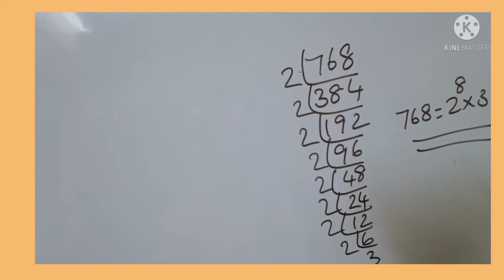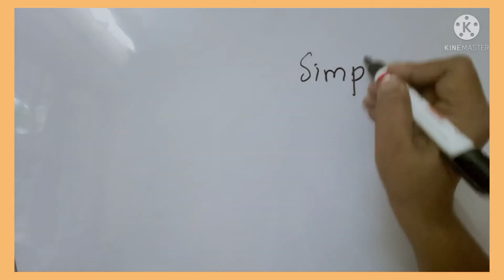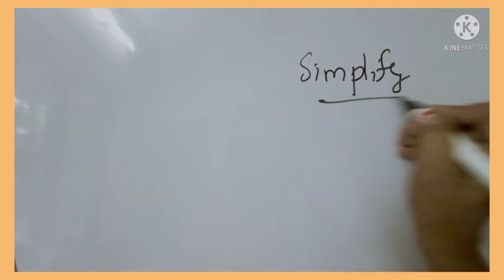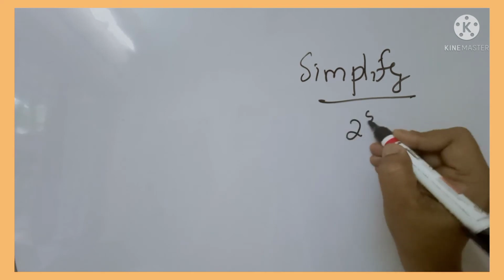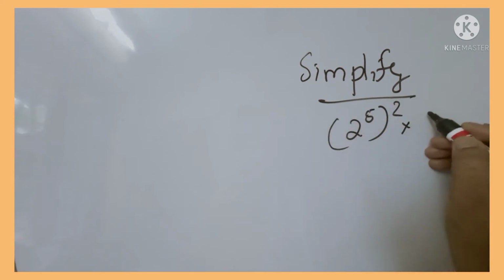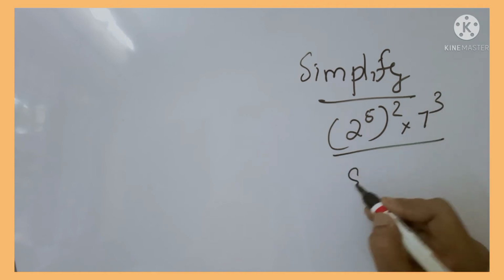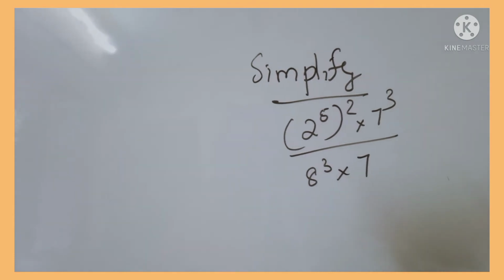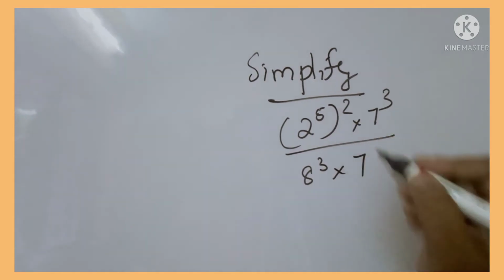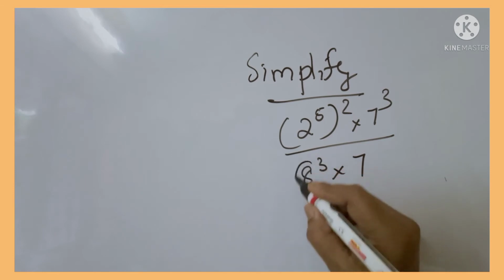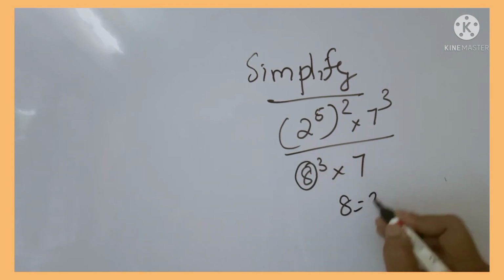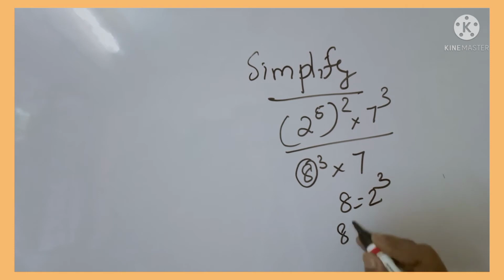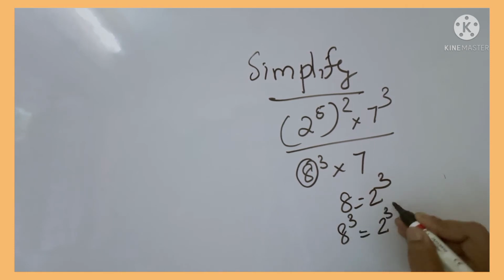So let us continue. We want to simplify the values. The question is simplify. So the first one, (2 raised to 5) whole raised to 2 into 7 raised to 3 by 8 raised to 3 into 7. So how can we do this one? 2 raised to 5 raised to 2. And we want to convert 8 as 2 raised to 3. Then 8 raised to 3 can be written as (2 raised to 3) whole raised to 3. That is 2 raised to 9.